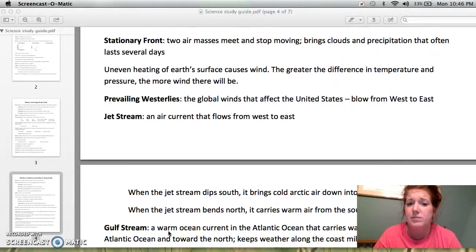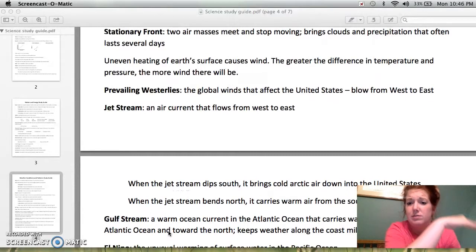When the jet stream dips south, and remember these are bands of wind that fluctuate throughout the day, because when we were looking at the storms and the hurricanes at the beginning of the year, we were looking at how the jet stream could affect this, and it would change daily. So we would check in on that.